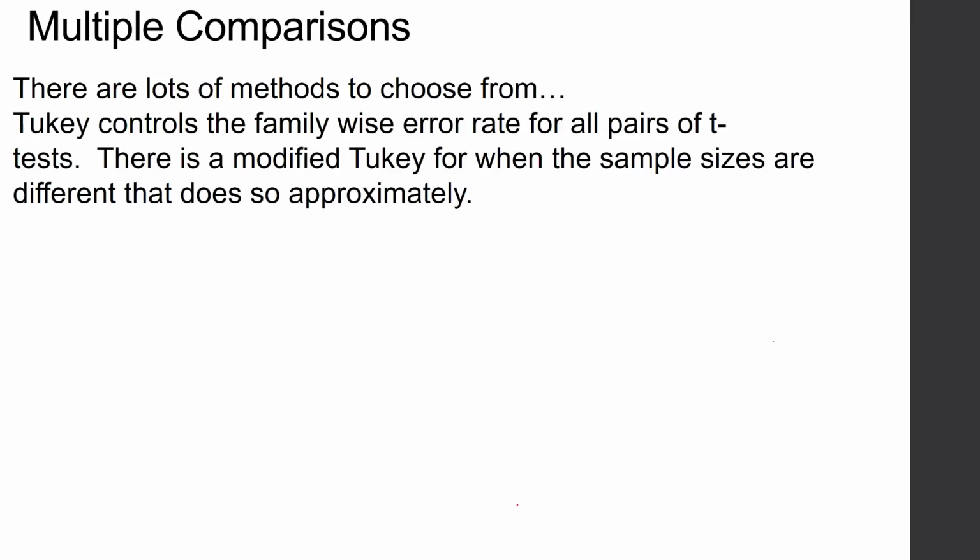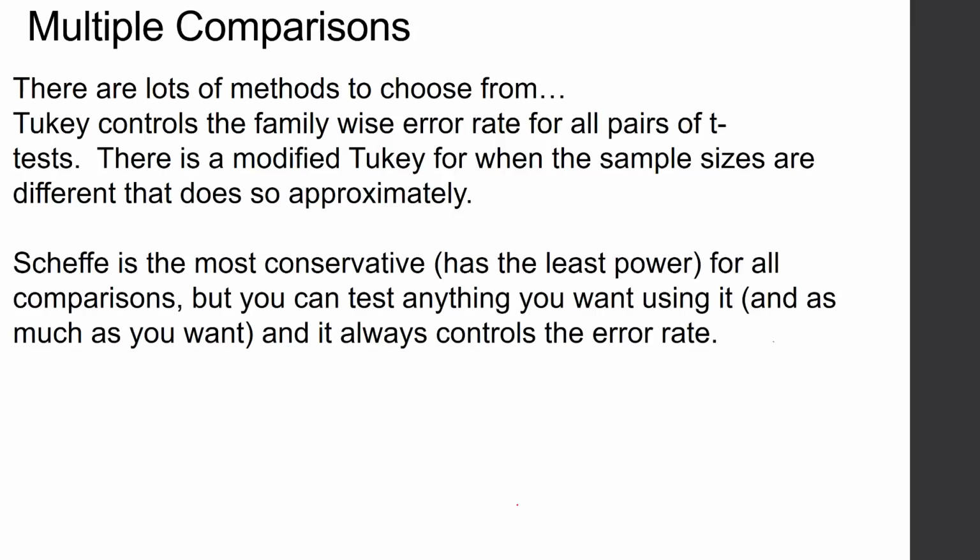There are lots of methods to choose from. The one that we're going to use this semester is Tukey's. Tukey's controls the family-wise error rate for all pairs of t-tests. There is a modified Tukey for when the sample sizes are different that does so approximately. Scheffé is another popular method, but we're not going to use it. It has the least power, that is statistical power. It's the most conservative for all comparisons, but you can test anything you want using it and as much as you want, and it always controls the error rate.